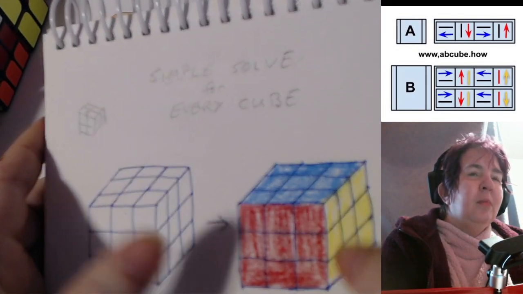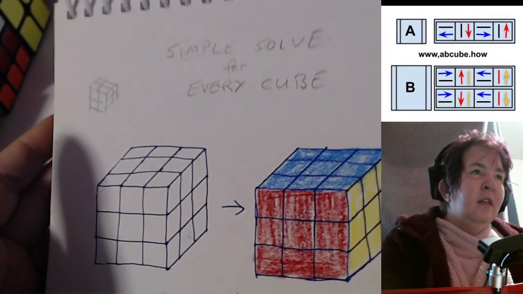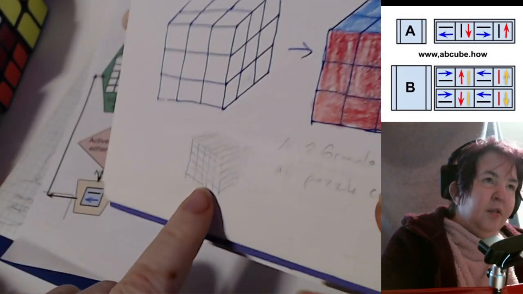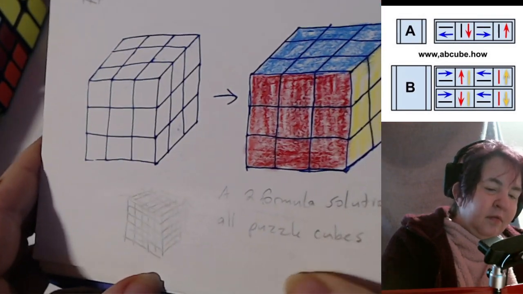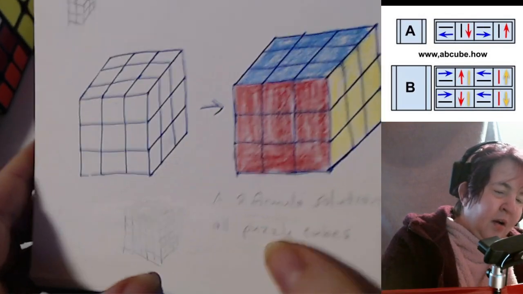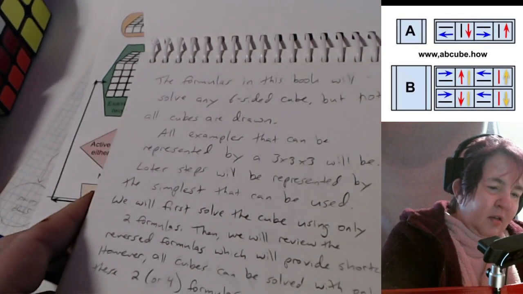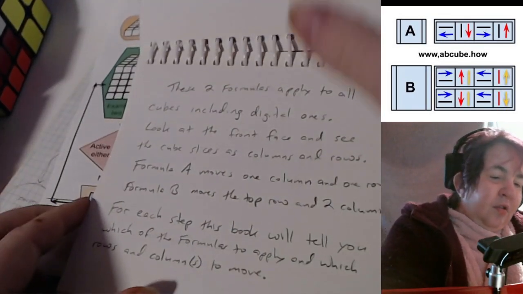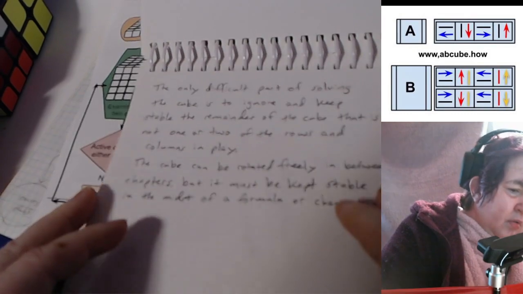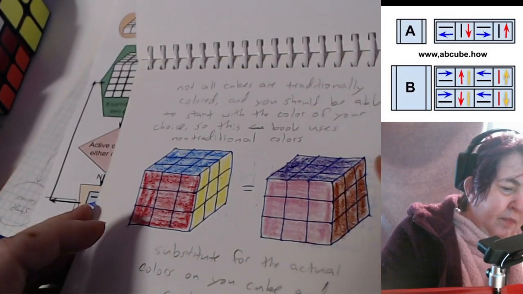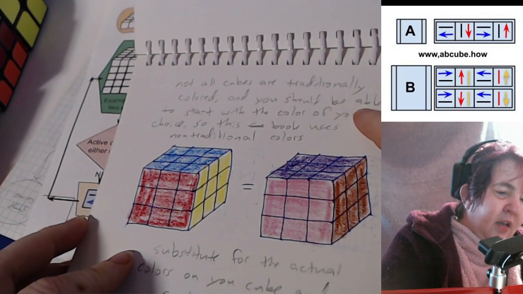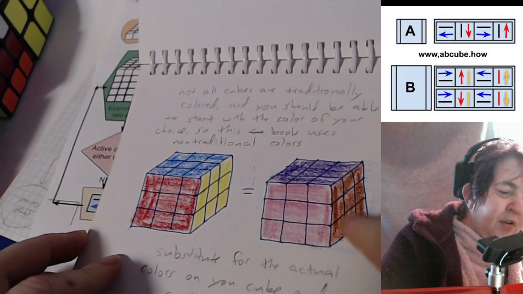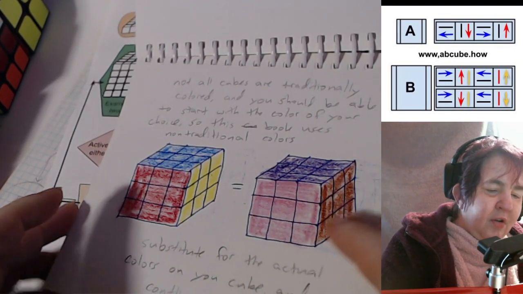Simple solve for every cube. I did not have the name for the solution yet, but you go from, and again it was geared for 3. And then I drew a larger cube down here. 2 formula solution to all puzzle cubes. These 2. Not all cubes are traditionally colored. You should be able to start with the color of your choice. So this book uses non-traditional colors. Substitute for the actual colors on your cube and continue.